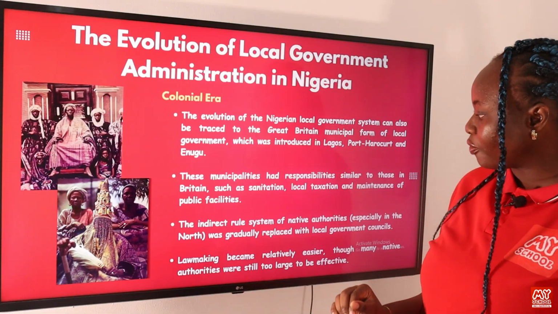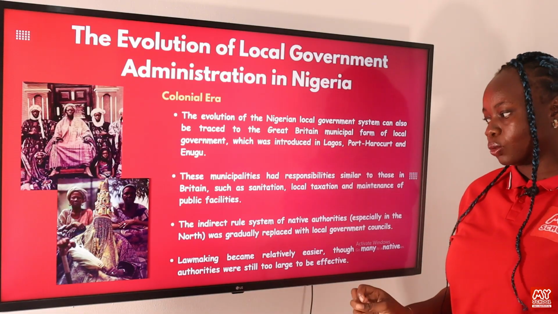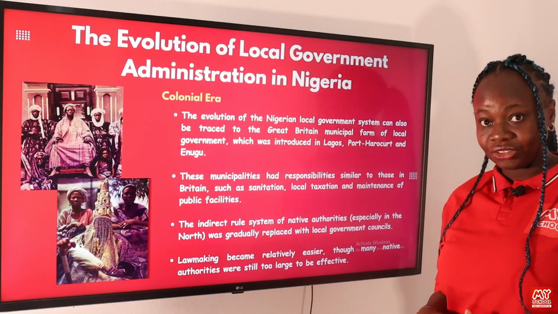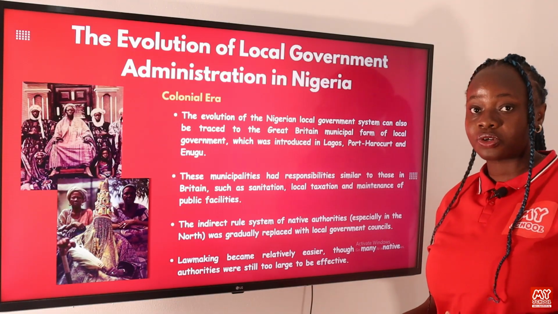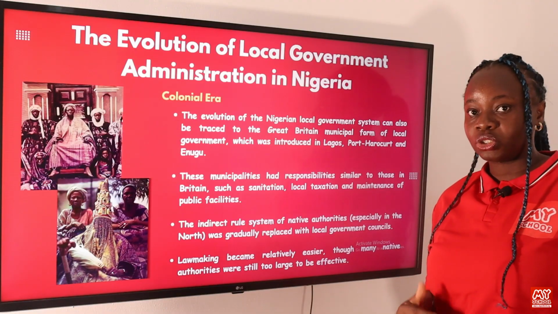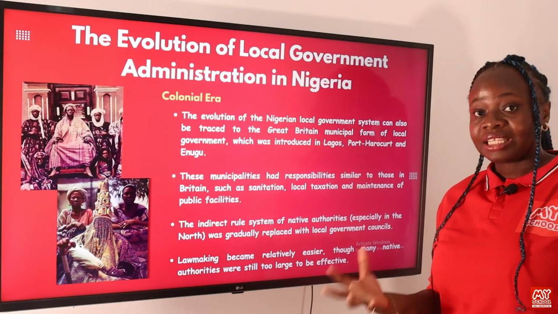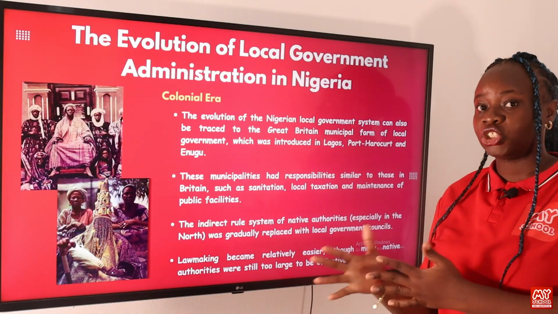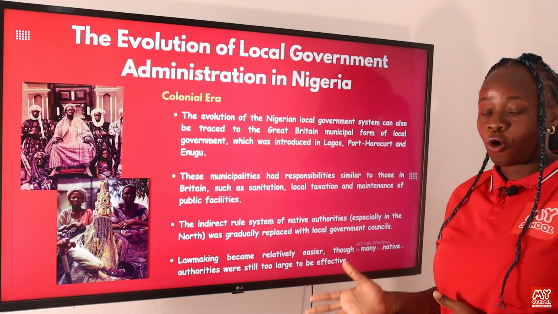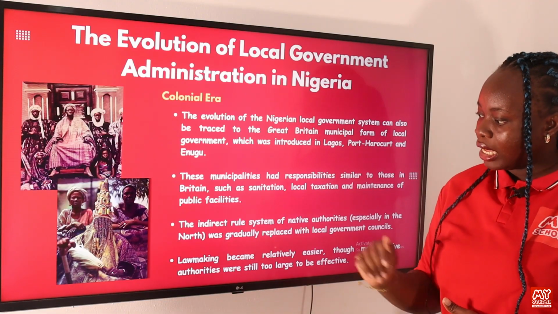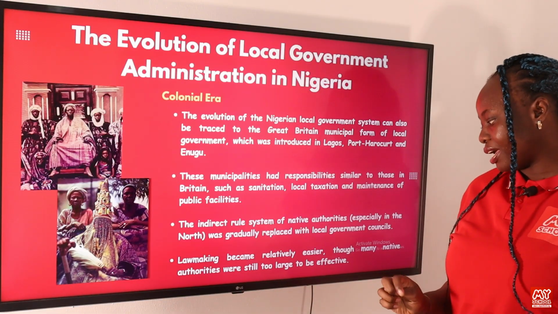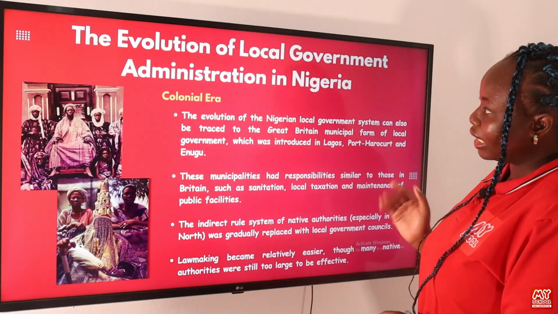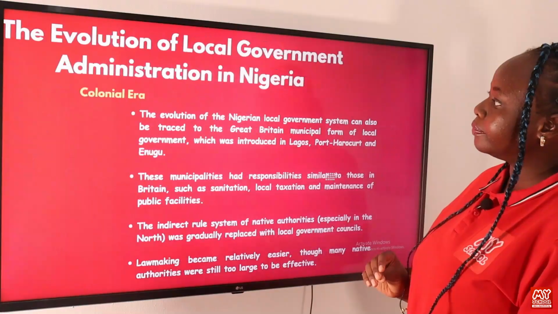The indirect rule system of native authorities, especially in the north, was gradually replaced with local government councils. So again, you can see it was not uniform across all the various regions within the country. The northern region, it was a little bit slower because in that society, the emir was seen as a divine ruler, so it was difficult for them to transition into this new system of local government administration. The lawmaking became relatively easier, though many native authorities were still too large to be effective. Let's move on to the next slide.